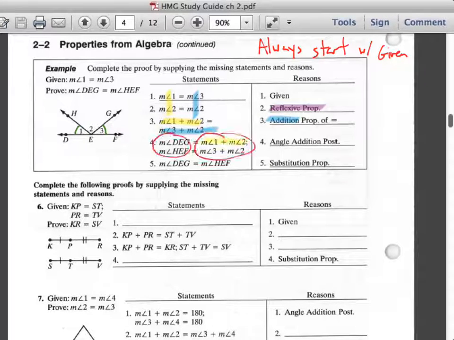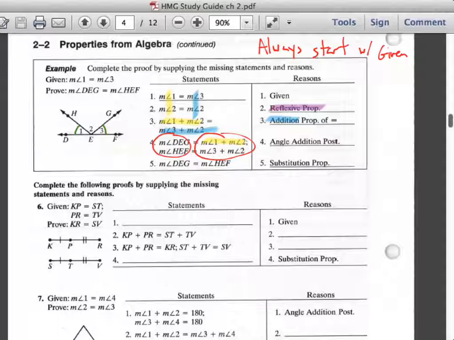And then finally, the substitution property allows us to say that if these things are already equal here, that's what step 3 was about, and if these things are equal to things that are equal, they have to be equal as well. That's the substitution property. All right?